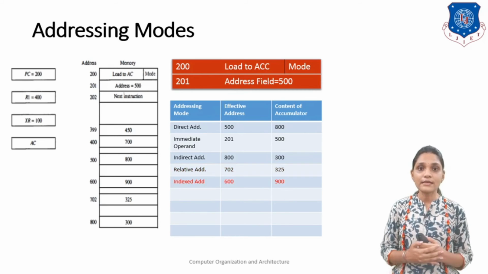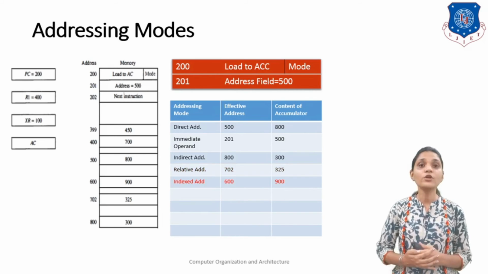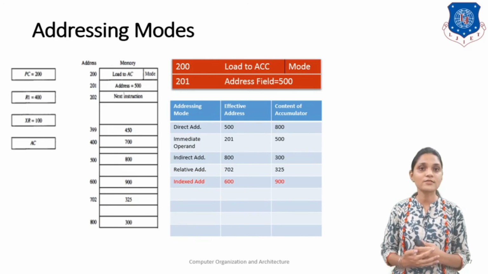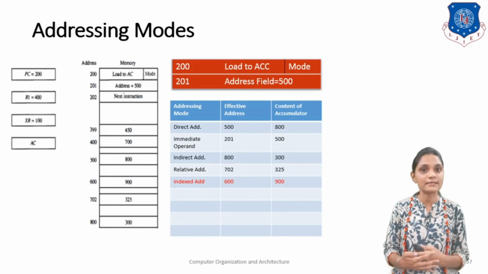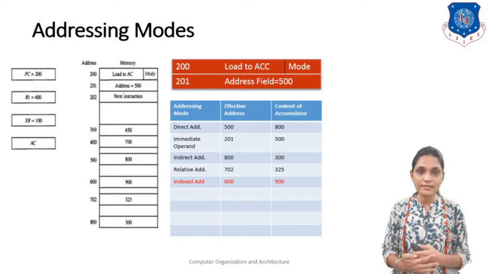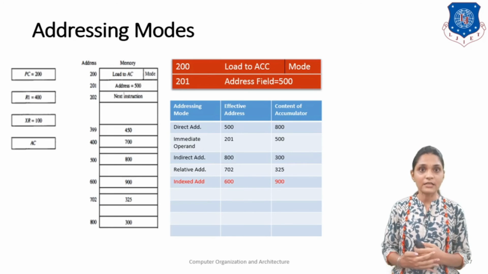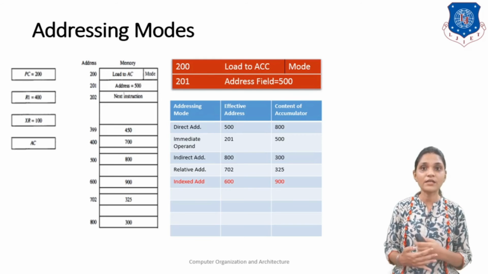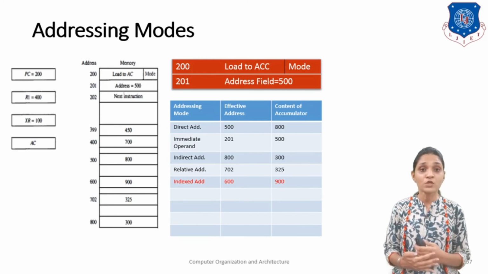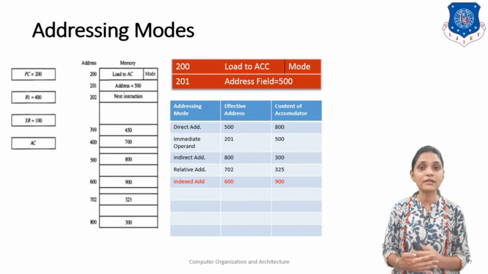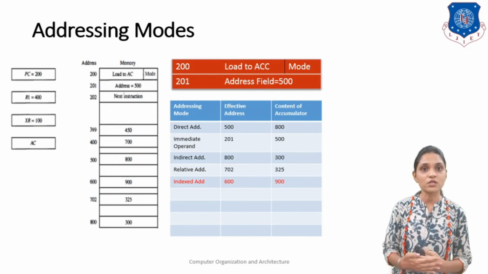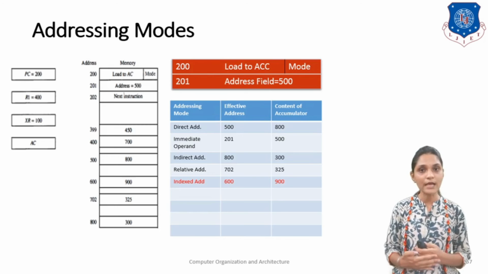Next addressing mode is an index addressing mode. In this addressing mode, your address field and the index register's content are going to be added, and then your effective address is going to be found out, and then from that location your data is accessed. Here your address field is 500 and the content of your XR register is 100. That means your actual address will be 500 plus 100, that is equal to 600. So your actual address is 600 and the content at location 600 is 900. So by the end of this instruction, 900 is going to be stored into the accumulator.